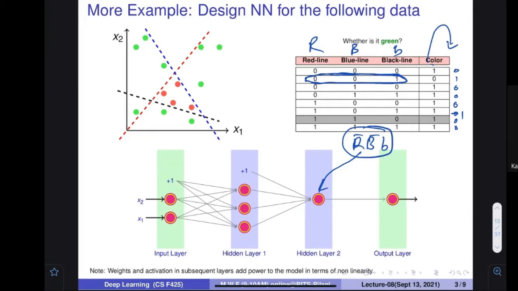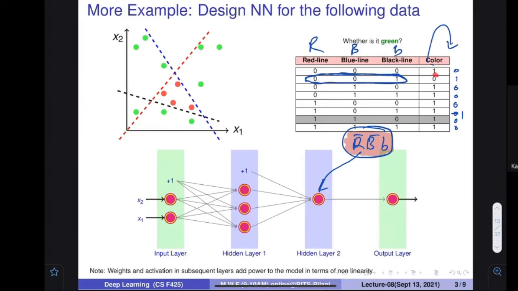If this is the output, can I make a perceptron whose output is this? The answer is yes, because in previous classes we have seen that we can make AND and OR gates with these inputs. I will not go into that detail right now; you can see the previous lectures. So if this is going to act as an AND gate, which is what I need right now, I would be getting the output, but at this place what output would I get? 1, because R bar B bar small b is going to give you what?